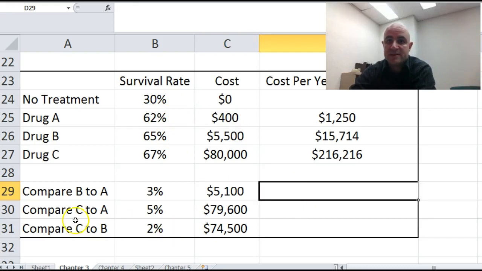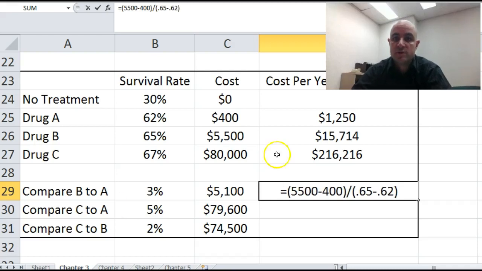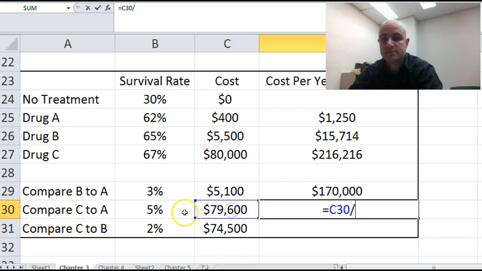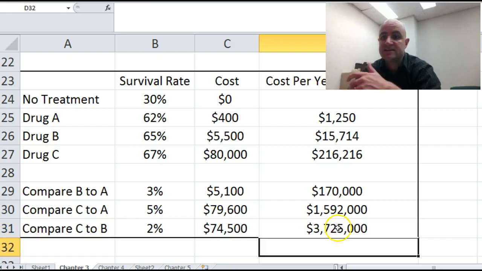And so when you do this, you can compare the cost per year of life saved of going from A to B. So the marginal of B. It's going to be the change in cost, which is 5,500 minus 400, divided by the change in effectiveness, 0.65 minus 0.62. 0.65 is what you get with B. 0.62 is what you get with A. And if we do that through, and a lot of it's already done, comparing C to A and C to B.